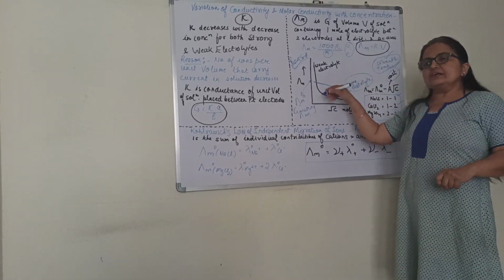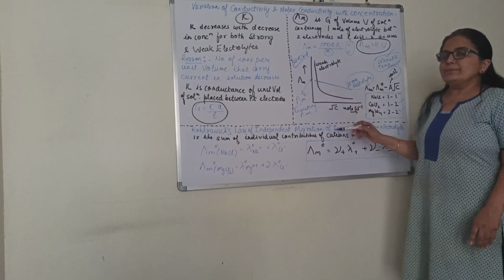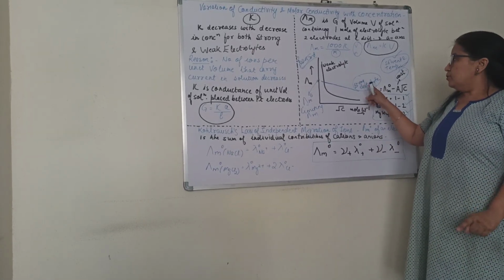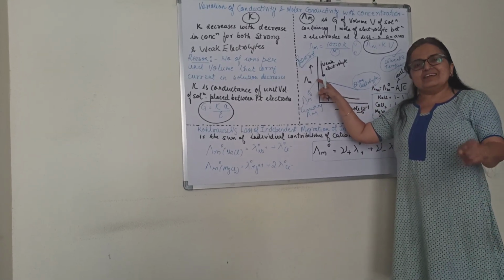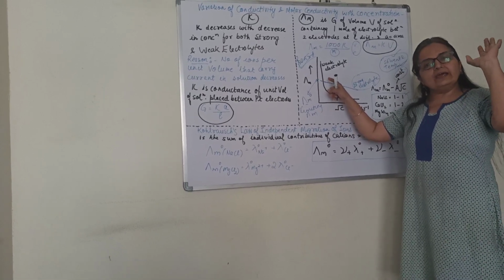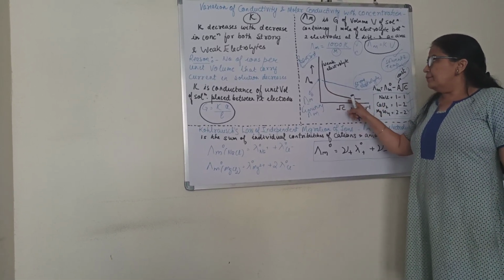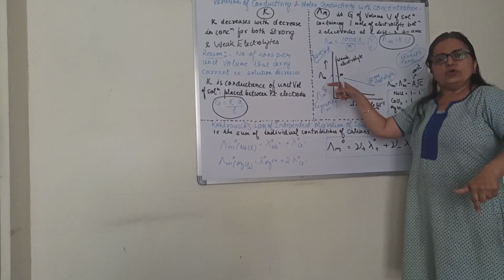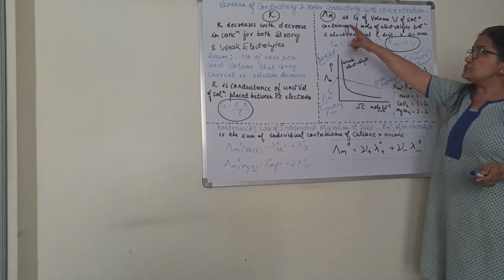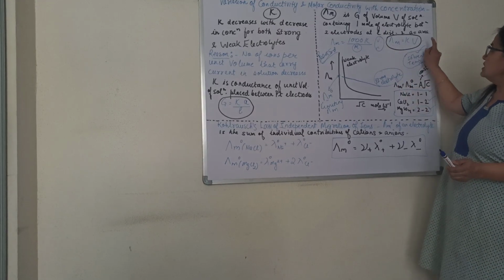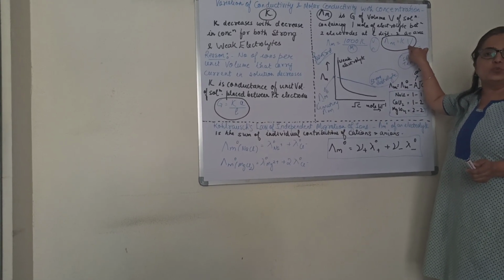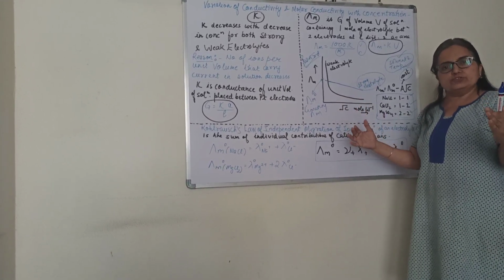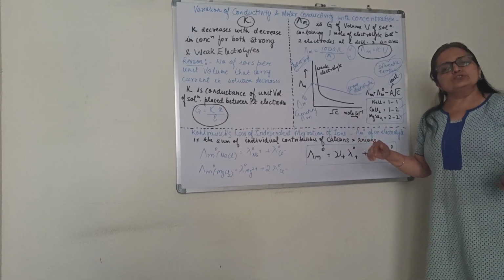So what we have done in this graph, with the dilution, lambda m increases for both strong and weak electrolytes. For the strong electrolyte, the increase is slightly less because they are always ionized at all concentrations. And lambda m for weak electrolytes increases abruptly. Lambda m naught cannot be calculated. Now what was the reason we have discussed for lambda m increasing with dilution was this. It is directly proportional to volume. Volume increases. So since volume increases containing that 1 mole of the electrolyte, therefore lambda m will also increase.